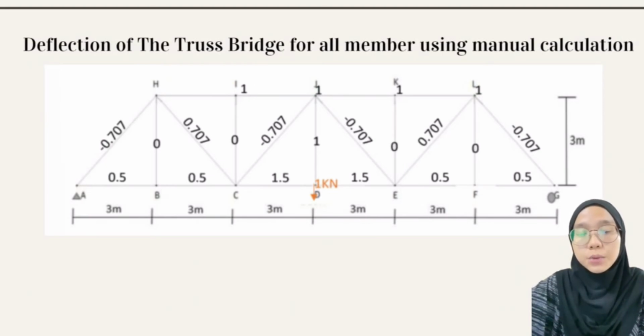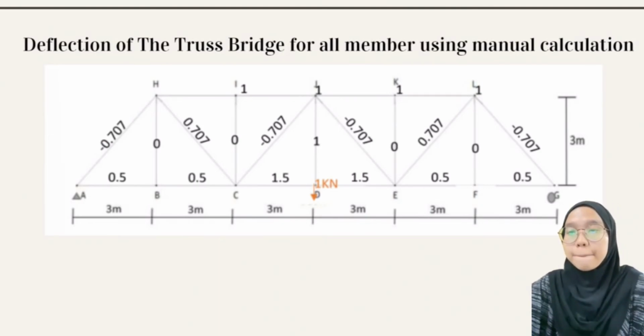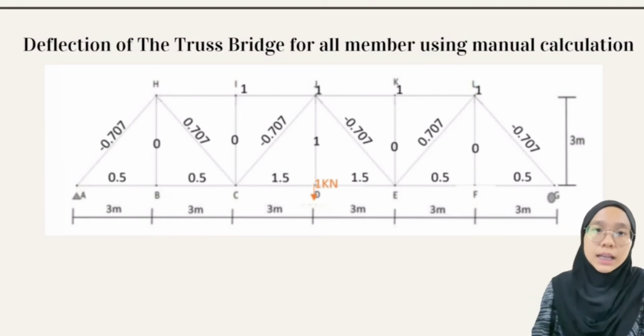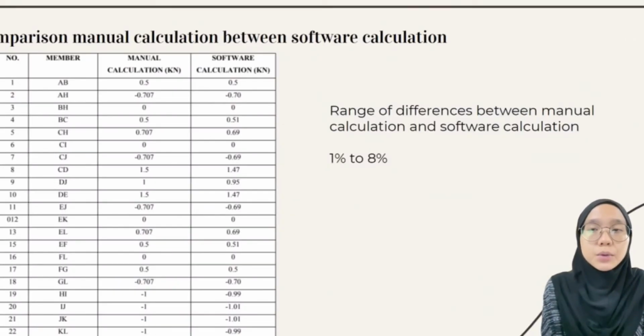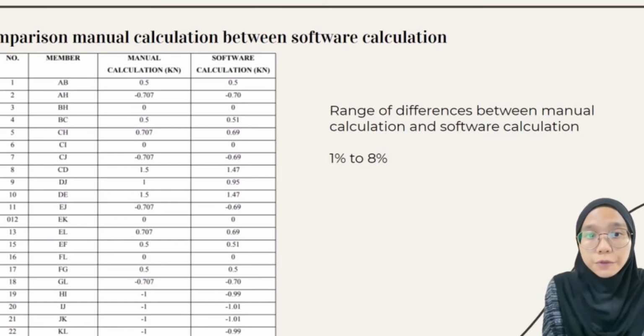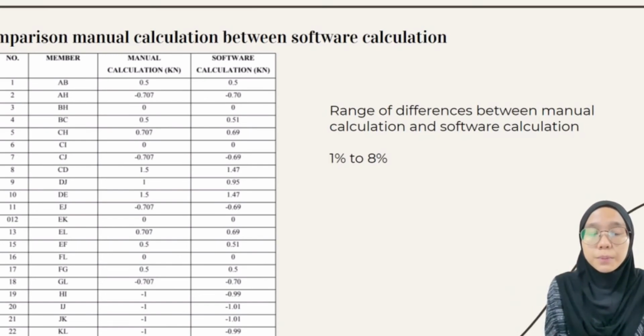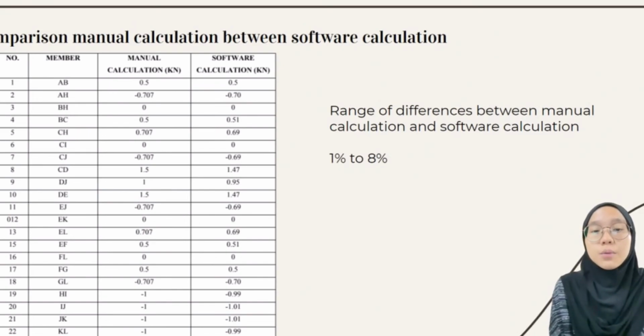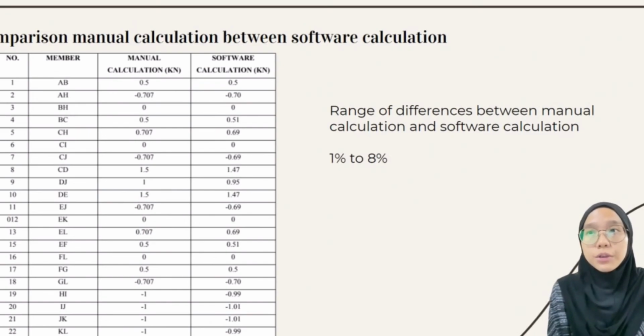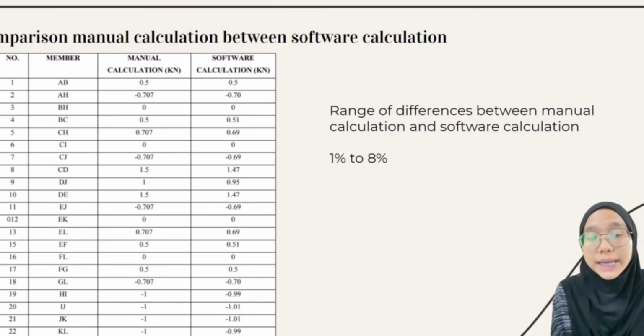After all the calculations that we did manually, this is what we get. And this slide is for the comparison between manual calculation and software calculation. So after we calculated using manual calculation, we also compared the result with software calculation. So this is our result, and the range of difference between manual calculation and software calculation is only 1% to 8%.